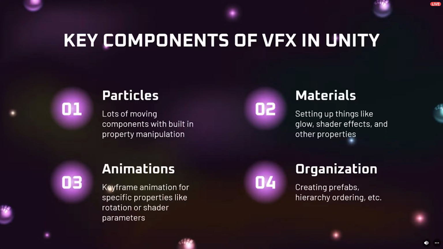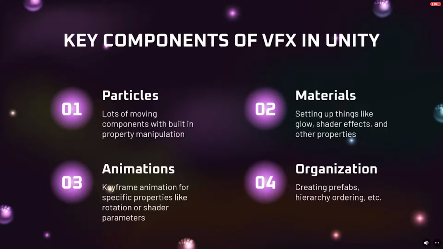The key components of VFX in Unity are particles, materials, animation, and organization. Particles are great. In particle systems, you can have a lot of different things happening to these individual elements: changing the color over time, fading things in and out, movement. It's basically a self-contained animator kind of system where you have a start and an end, you have looping, you have curves, color control, all kinds of really interesting stuff that we'll look at.